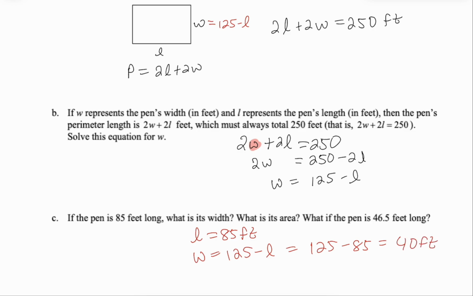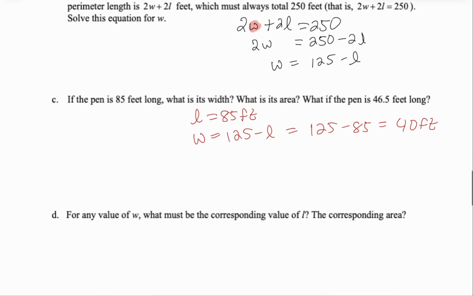Now you can add it up. 40 plus 85 is 125. That would be 2 of the sides. The other 2 would total 125, so 125 and 125. I've got 250, and I have 250 for the total fencing. So it makes sense, they all go together.